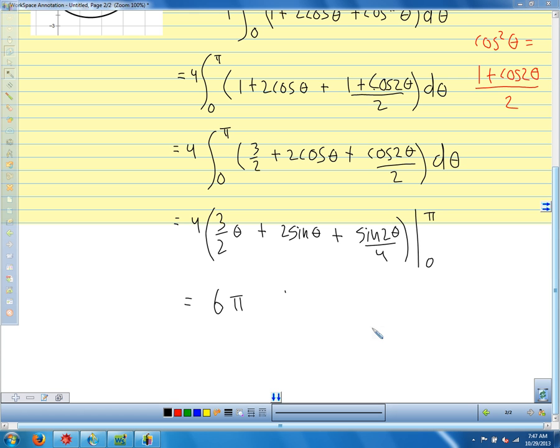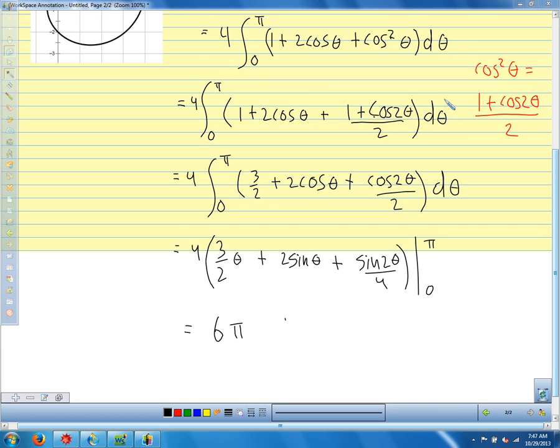Questions on what we did there? So again, this identity comes up a lot because we end up with cosine squareds quite a bit when we're dealing with areas of polar curves.